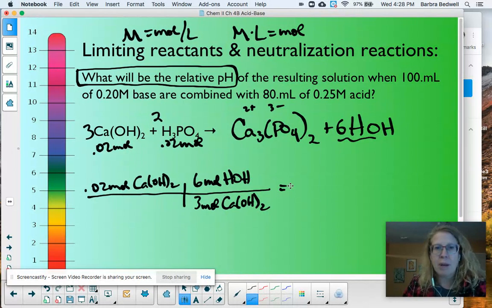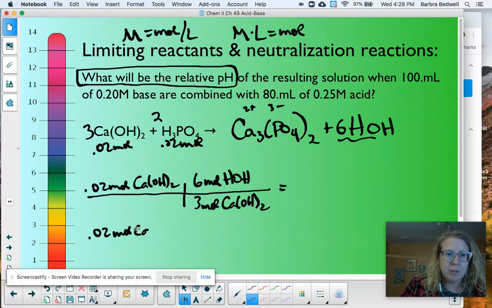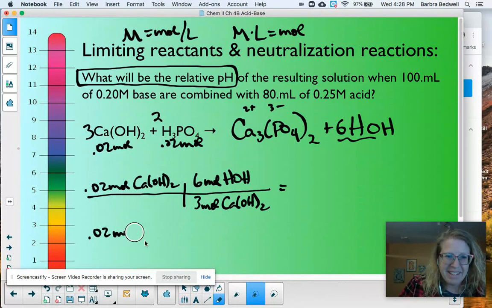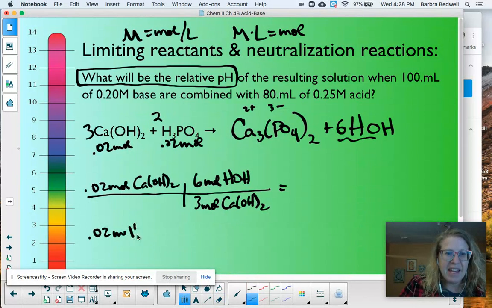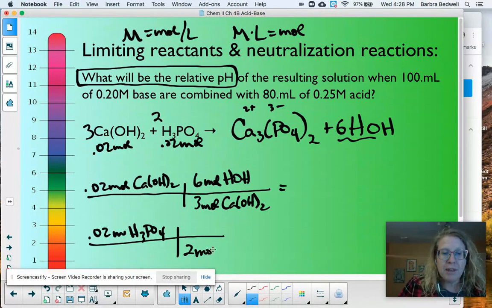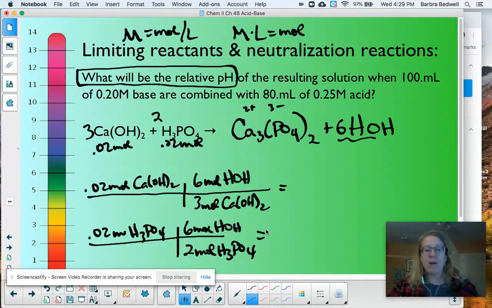I don't even need to go to grams at this point because really all I care about is identifying which one is my limiting reactant. And 0.2 moles of the other one. Sorry about that, the H3PO4. Now I'm dealing with my acid. And I know that 2 moles of H3PO4, my mole to mole step, is going to produce 6 moles of HOH. So I can tell right now kind of which one it's going to end up being.